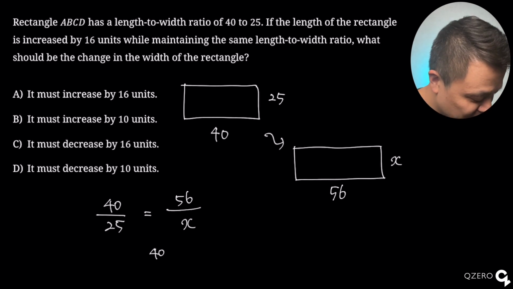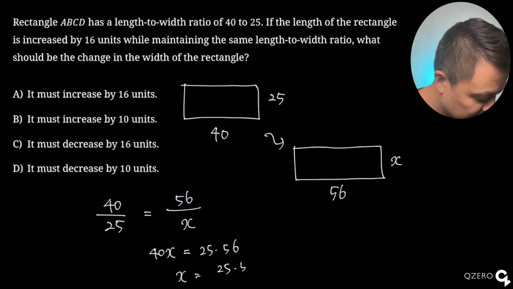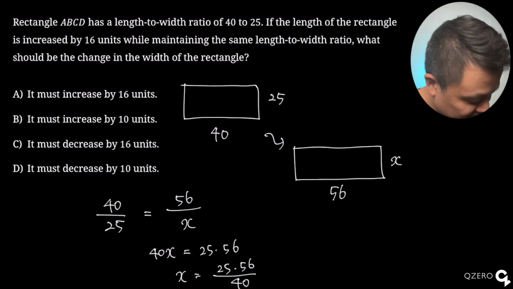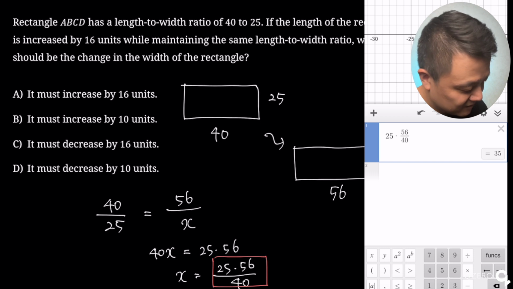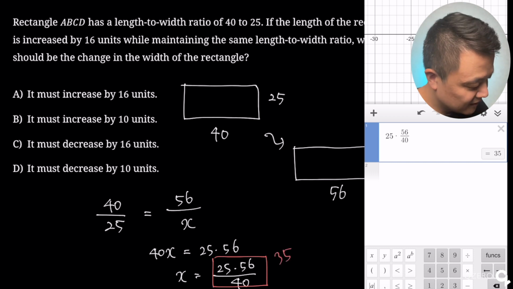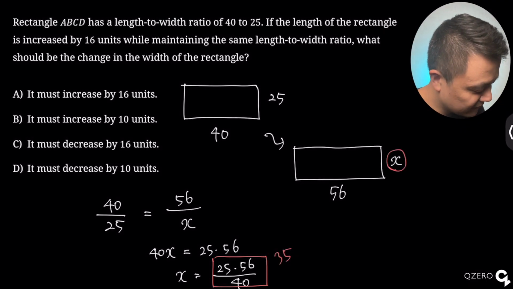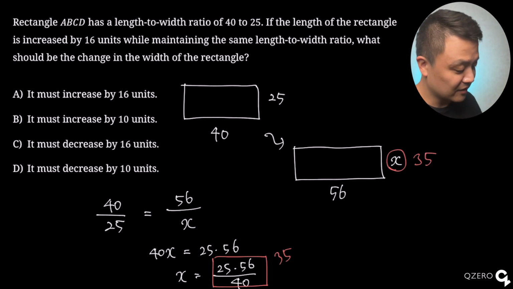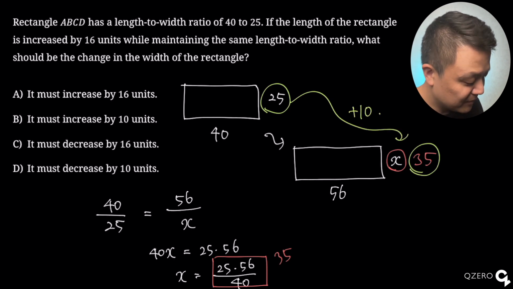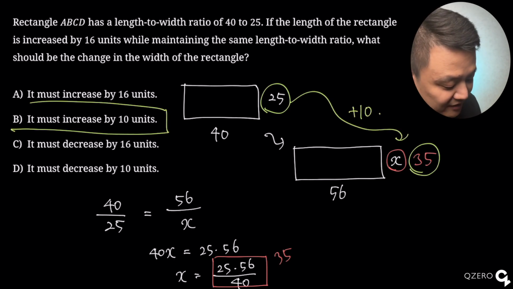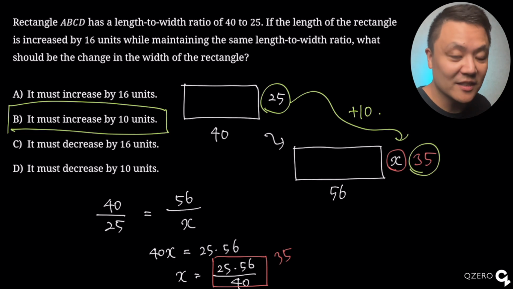Then if you do the cross multiplication and divide both sides by 40, we're having this number. That's 35. So this is 35, and that's nothing but the width value of the second rectangle. So take a look at it. The width got increased by 10 units. That will make answer choice B the correct answer.